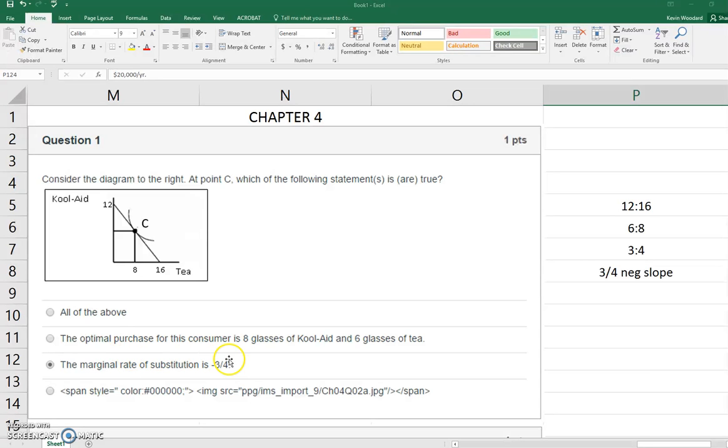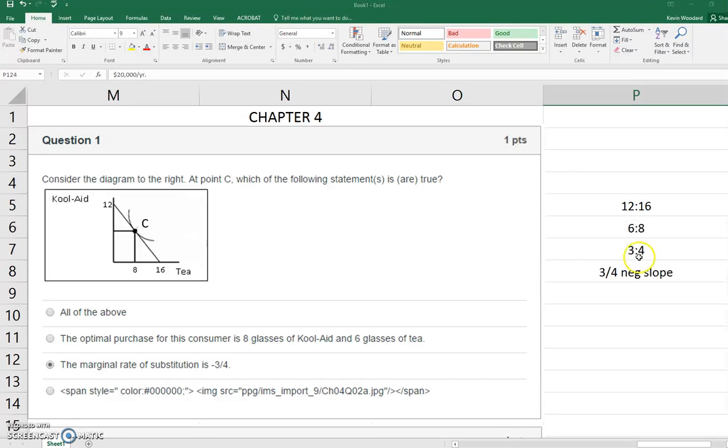So let's just take a look at the problem. Knowing our budget line, we know that we have a certain amount of money. The big thing is that we have to look at what is the slope of this figure. So we have 12 on one side and 16 on the other. Let's make that a ratio, 12 to 16. A 12 to 16 ratio can be reduced down to a 6 to 8 ratio, which is then reduced down to a 3 to 4 ratio.